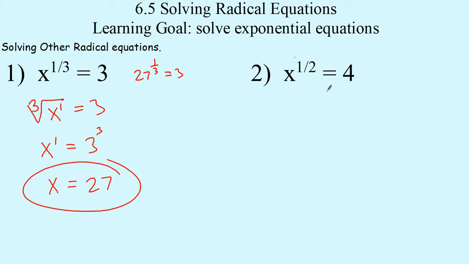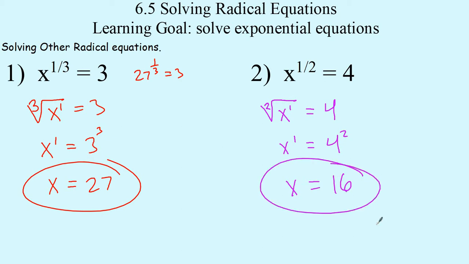All right, let's do number 2. So here we can rewrite this as the square root of x to the first. So to move that to the other side, all we would need to do is square it. So here we get x equals 16. Okay, which again makes sense because 16 to the 1/2 equals 4.